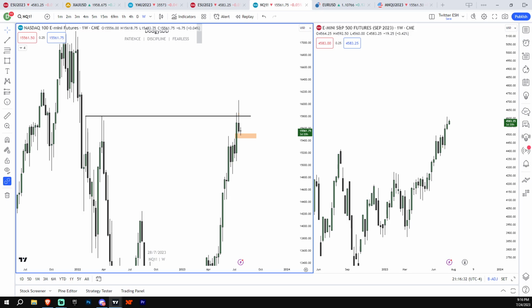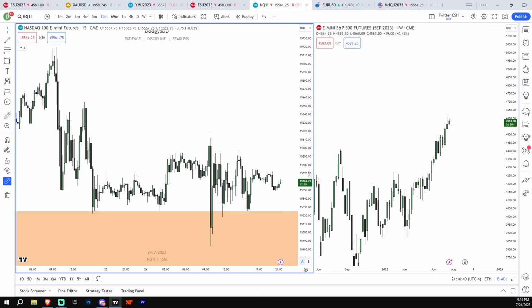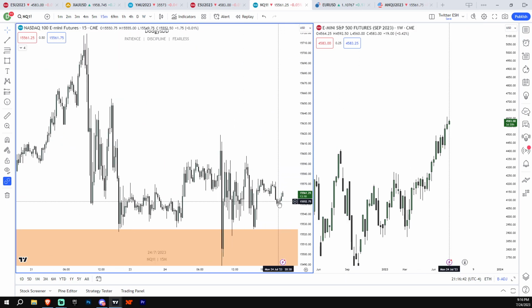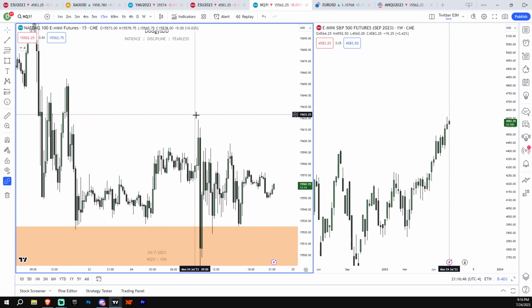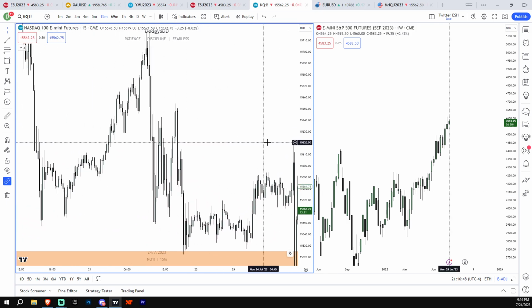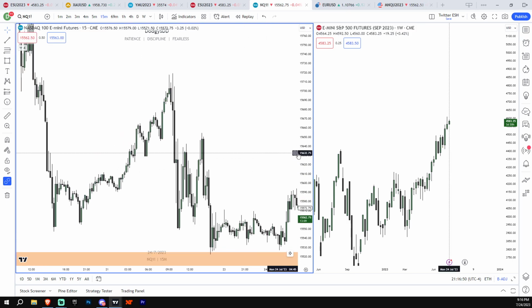So that's kind of a lot to take in, but I would suggest going and watching this back. I think the key thing that will tell you the bias of the day is that fair value gap being created at open and inversing whichever way it goes.